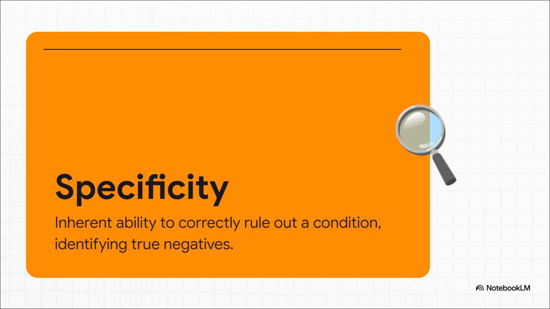Second, we have specificity. If sensitivity is all about catching the sick, specificity measures the test's ability to correctly ignore cases where the condition is absent. It's looking for true negatives. If 100 completely healthy people take a test and 90 of them get a clean bill of health, that's a 90% specificity. Think of it as the test's ability to not cry wolf.